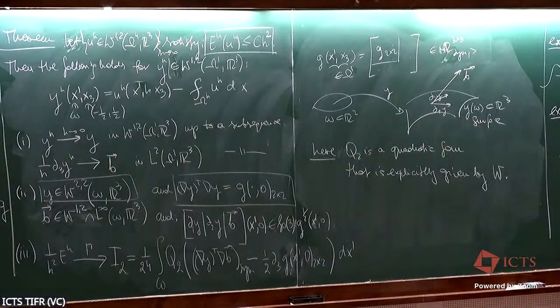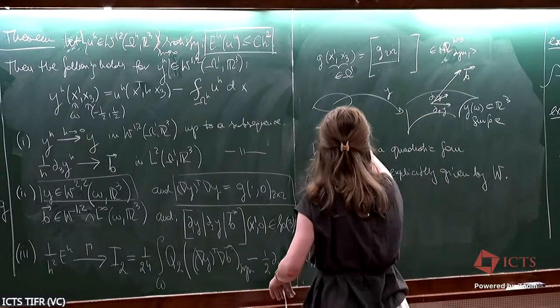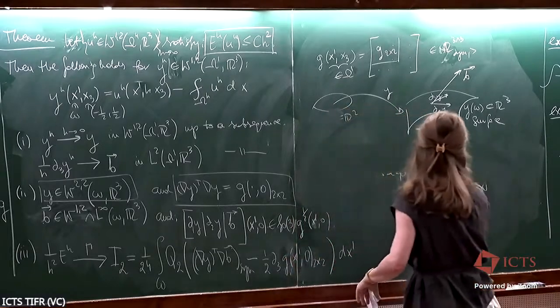So there is a lot of information here. It's a very strong theorem. So let me try to explain to you, at least tell you, how you obtain the convergence properties. They follow from the rigidity estimates that we discussed yesterday.